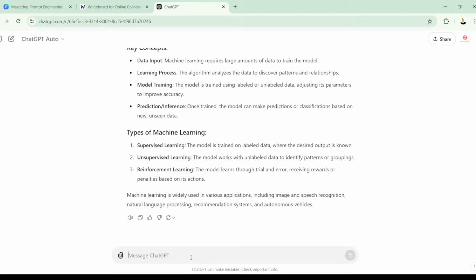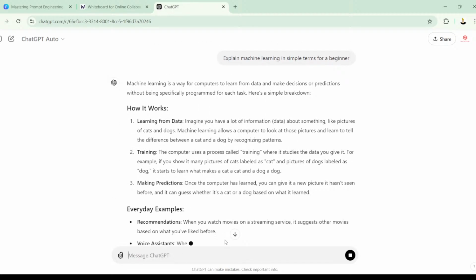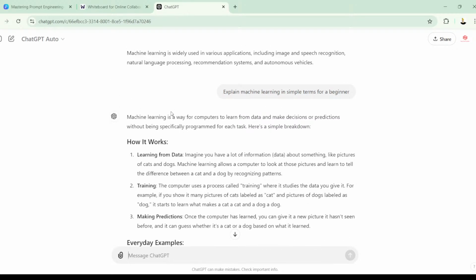You need a coach or something. So what you can do is refine the prompt again. Let's say, explain machine learning in simple terms for a beginner. Let's see, we have rephrased it. So see now how much better a response you have got, right?